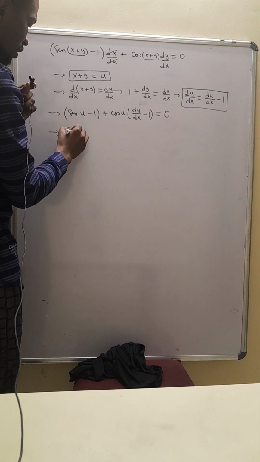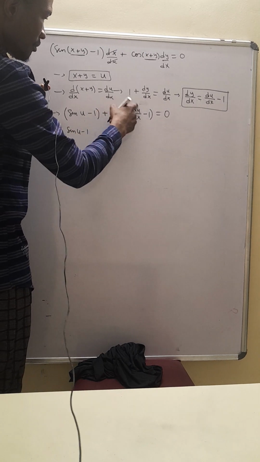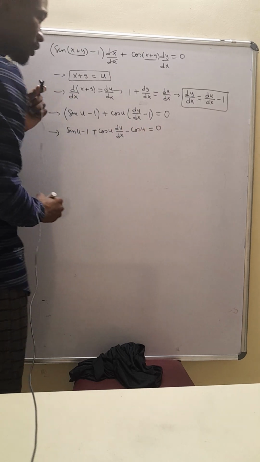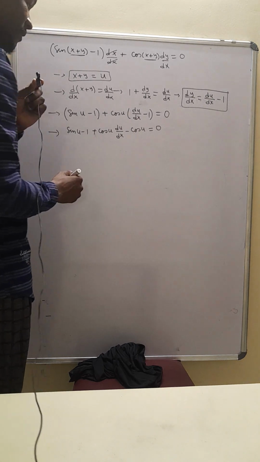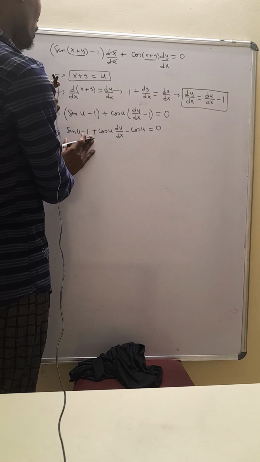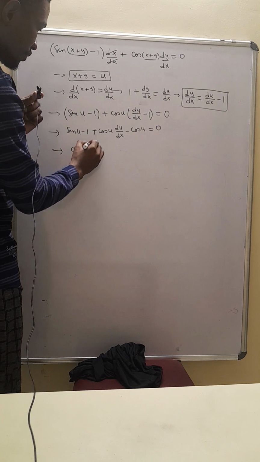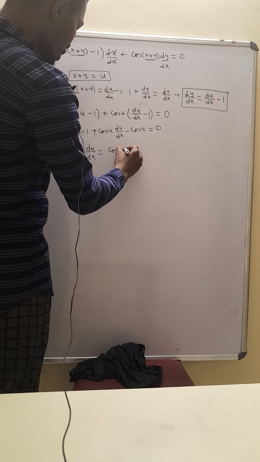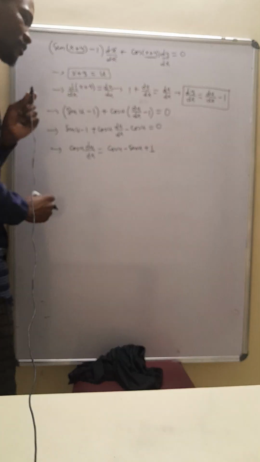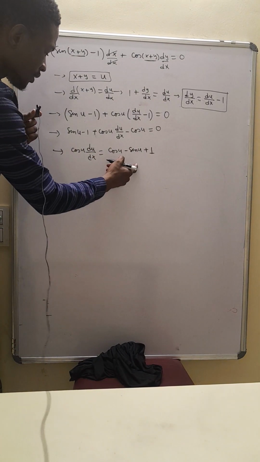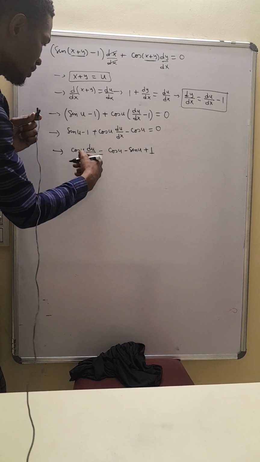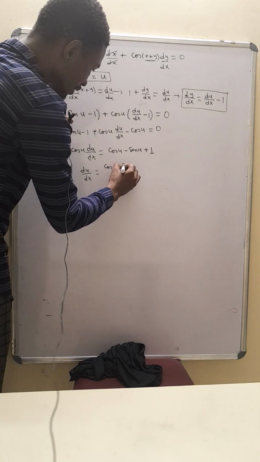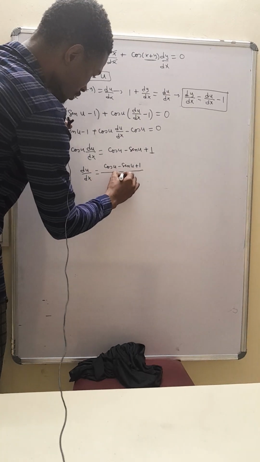Now here, we have sine of u minus 1, and here we make this distribution: plus cos of u du by dx minus cos of u equals 0. What will be the next step? The next step is just to put all of these terms out there. So this will be cos of u du by dx equal to cos of u positive, then these two go out, minus sine of u plus 1. Now this cos can go down, so du by dx is equal to cos of u minus sine of u plus 1, all upon cos of u.